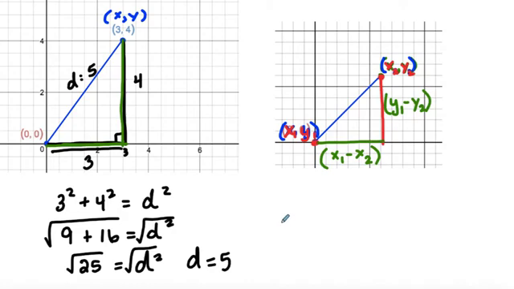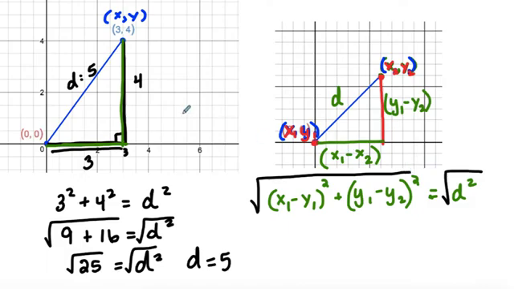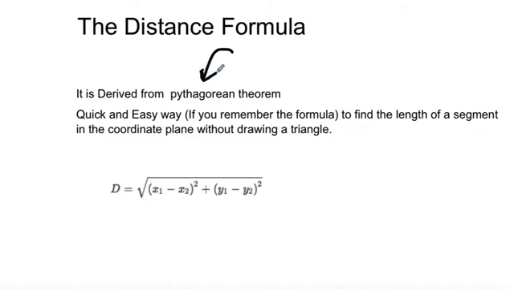Then we used the Pythagorean theorem. I'm going to call this d again. So we would have done x1 minus x2 squared plus y1 minus y2 squared equals d squared. And then you would have taken the square root after you added all those together. And that actually provides us with the distance formula. So the distance formula, it's derived from the Pythagorean theorem, but it's a quick and easy way, if you remember the formula, to find the length of a segment in the coordinate plane without drawing the triangle.